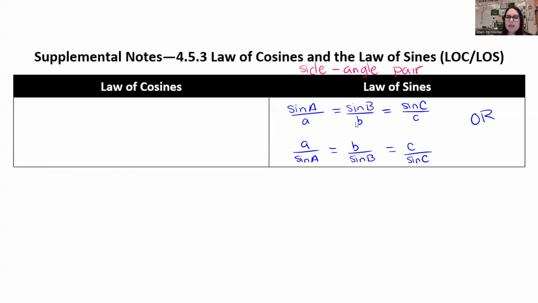Now the law of cosines, the way it is written. Remember that these A's, B's, and C's can be interchangeable. If you look it up, it might be written three ways, but I'm just going to write it one way. C squared is equal to A squared plus B squared minus 2AB cosine C.